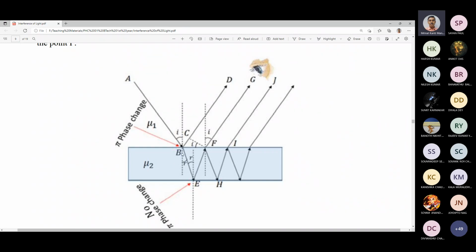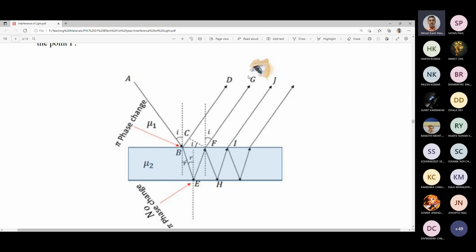Now here you see, up to point B, that is at the point of intersect in this interface, this point B is the same for both beams, that is CD and FG. So now these two beams are parallel beams. If we draw one normal from F to BD, then what will happen? The paths from CD and FG are equal.